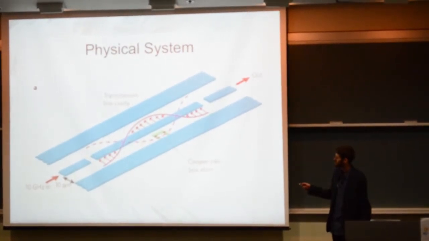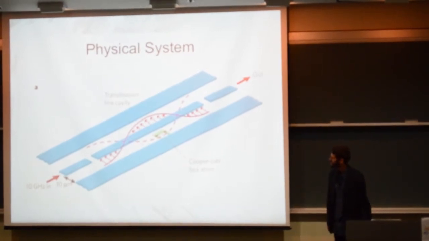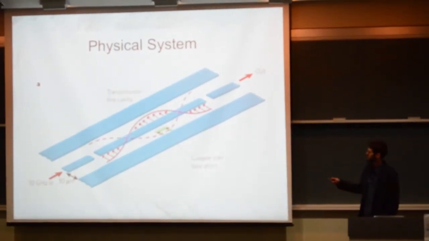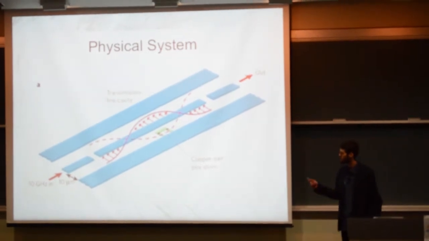And this is one physical system of a qubit in a cavity. Here we have this qubit, and its immediate environment is this cavity, which is some strips of metal that make up a transmission line.